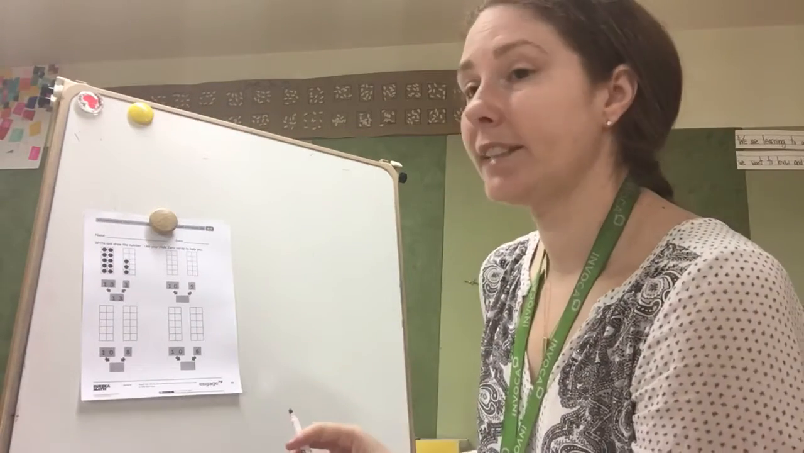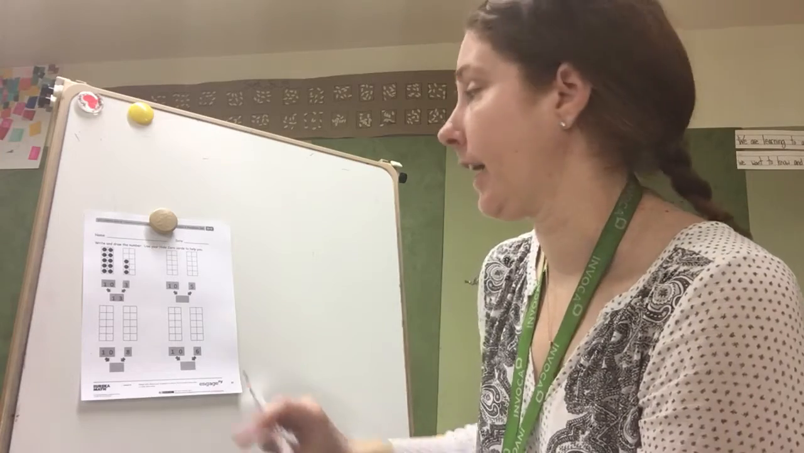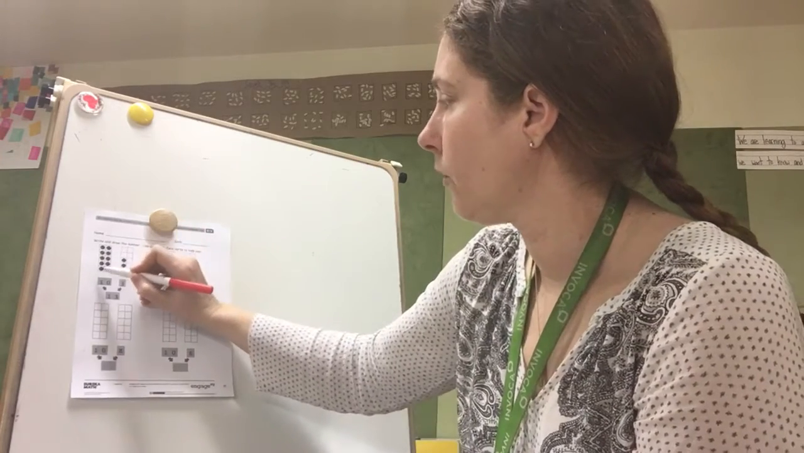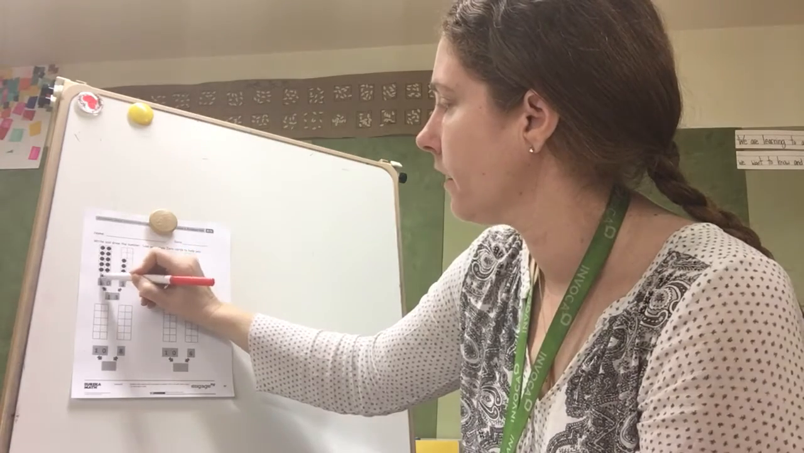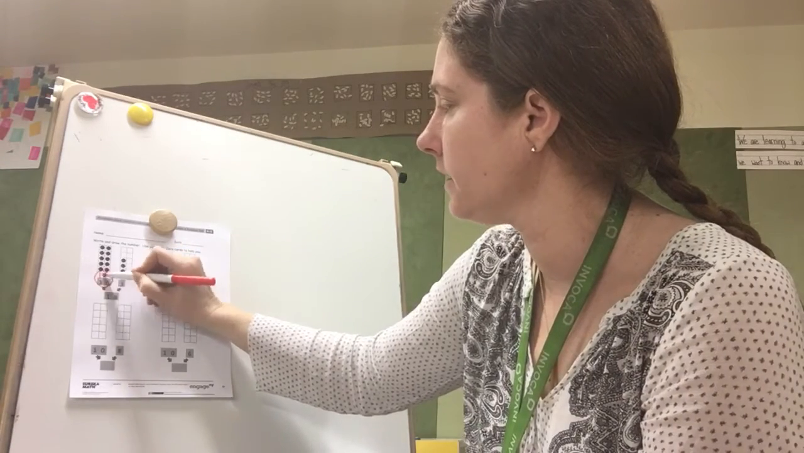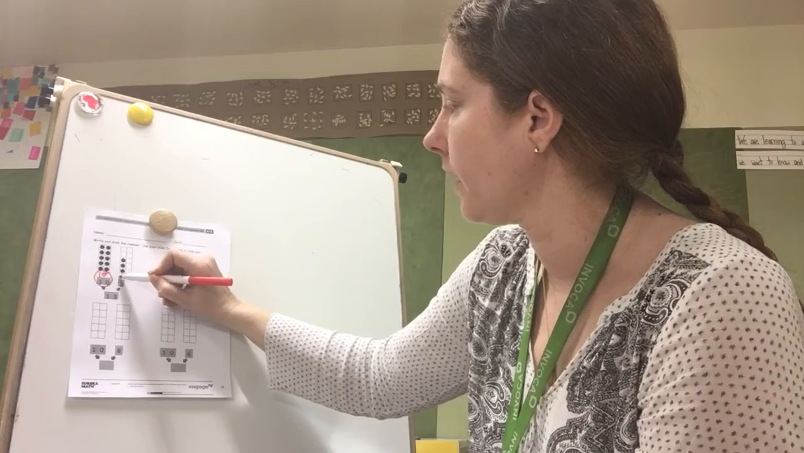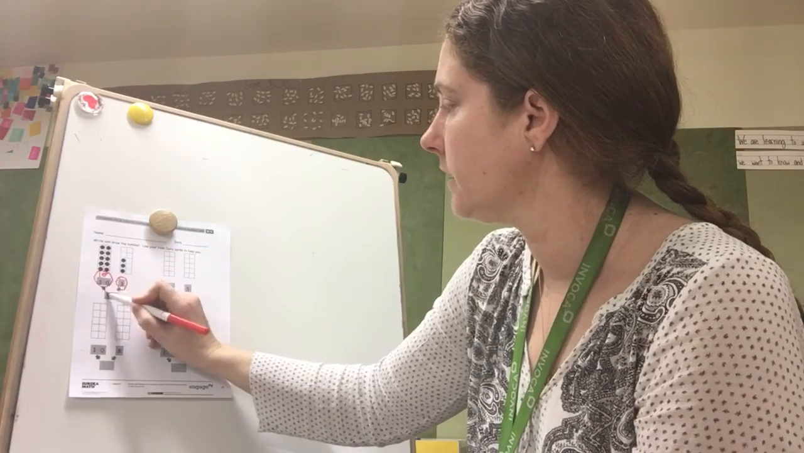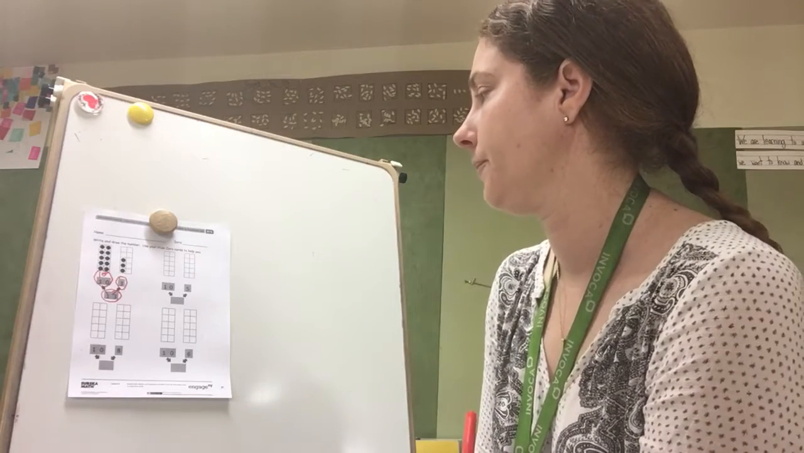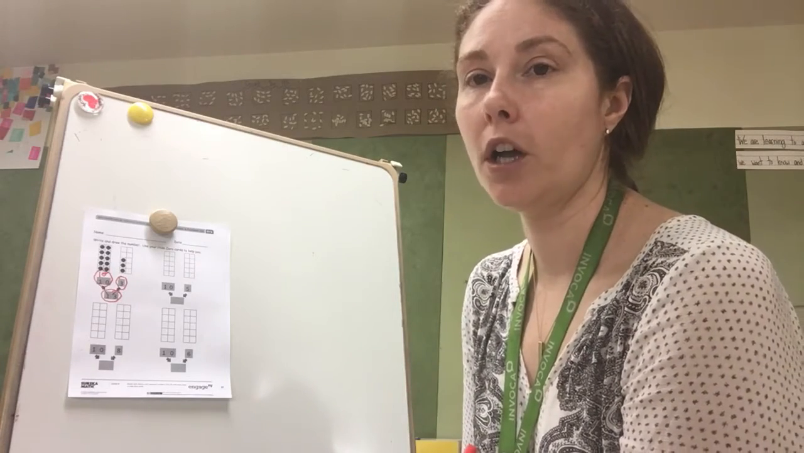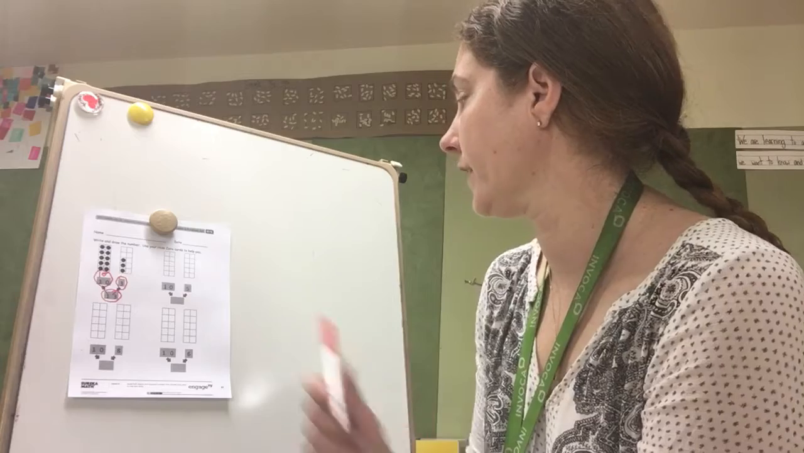So the first one is actually already done. We have 1, 2, 3, 4, 5, 6, 7, 8, 9, 10. 10, just like it says. And then we have 1, 2, 3, just like it says. 10 and 3 together makes 13. So that example is already done. So let's do the next one.